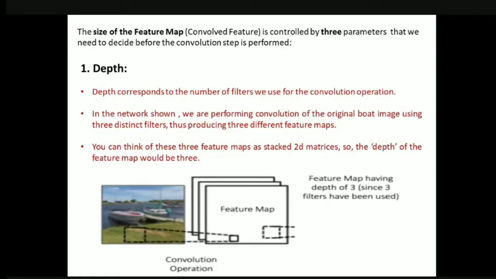So the first parameter is depth. Depth means the total number of filters we are using for the convolution operation. We can use one filter, two filters, or three filters for the convolution operation. We can use any number of filters. The total number of filters we are going to use is called the depth.